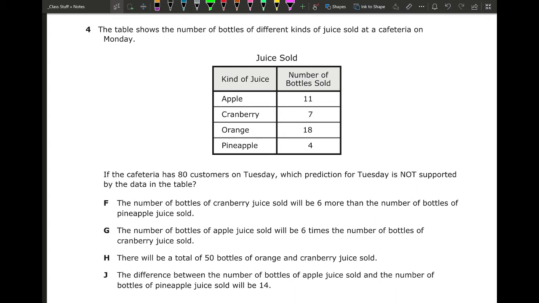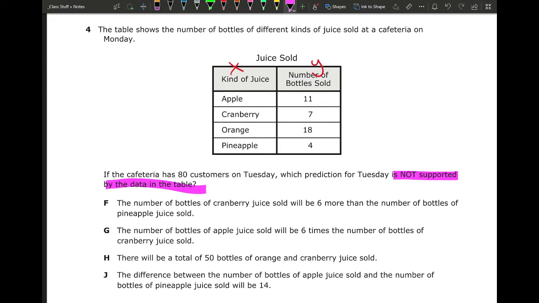So let's see. Remember, every time we have a table, this is going to be X and this is going to be Y. I don't know if we're going to use that, but we're going to label it just for the sake of it, because oftentimes we are going to need to know that. So every time you have a table, please go ahead and label it. It says, if the cafeteria has 80 customers on Tuesday, which prediction of Tuesday is not supported by the data in the table? Not supported. So we're looking for the wrong answer, actually.